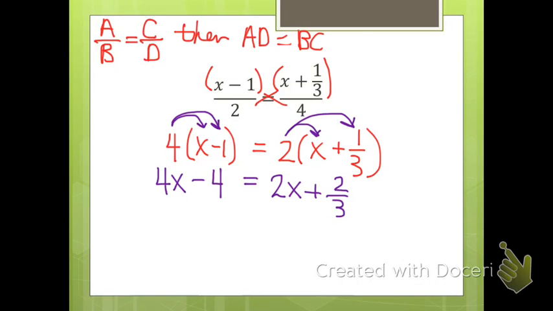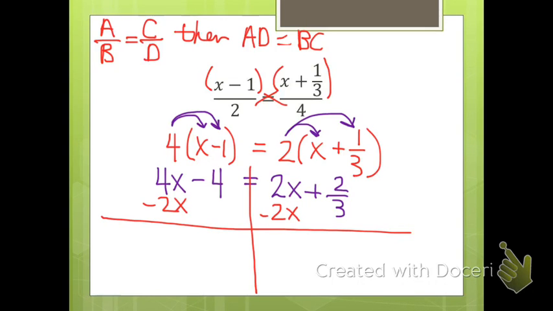All right, and so continuing on to solve this, I'm going to choose to subtract 2x from both sides of this equation, which gives me, left on this side, 4x minus 2x, or 2x, and then I still have minus 4, and that equals 0, because 2x minus 2x is 0, plus 2 thirds. 2x minus 4 equals 2 thirds. So let's continue on the next page with that.